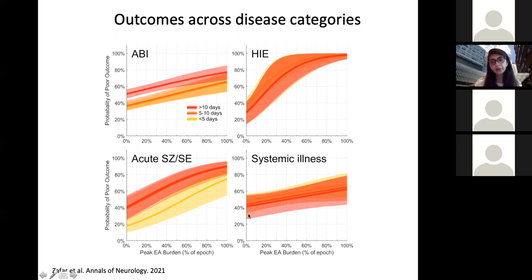And again, found a similar relation where increasing peak epileptiform burden from absent to 100% of recording increases the probability of poor outcomes, independent again of the time of measurement of the burden and the interval between the EEG monitoring and the time of discharge.